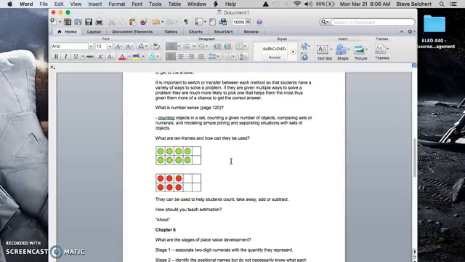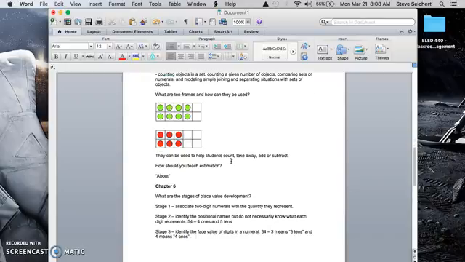Number sense is counting objects in a set, counting a given number of objects, comparing sets or numerals, and modeling simple joining and separating situations with sets of objects. I have a picture there of 10 frames, and I said they can be used to help students count, take away, add or subtract. If they're able to see what they're doing, it might make a little more sense to them.